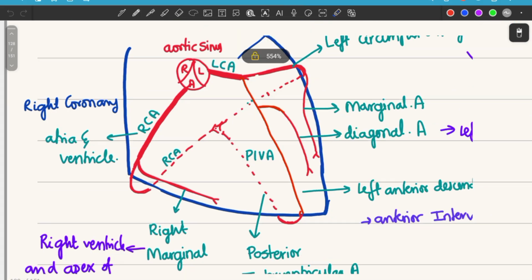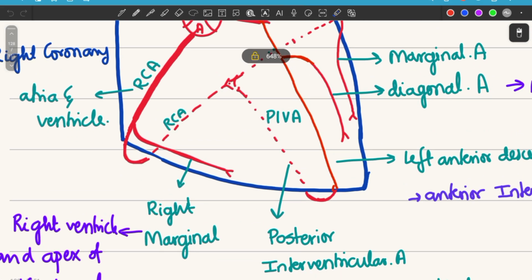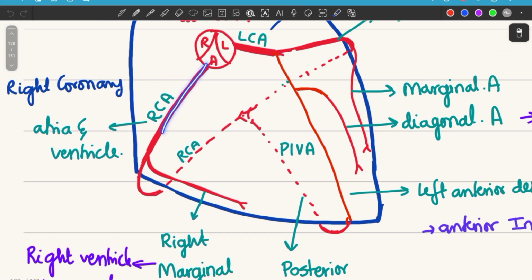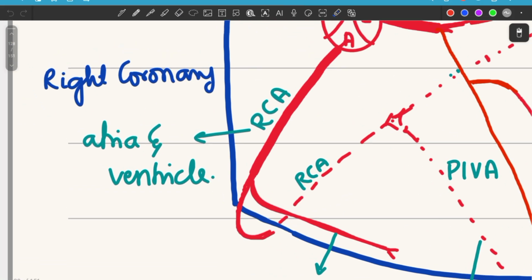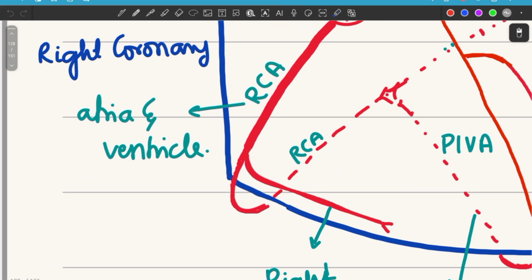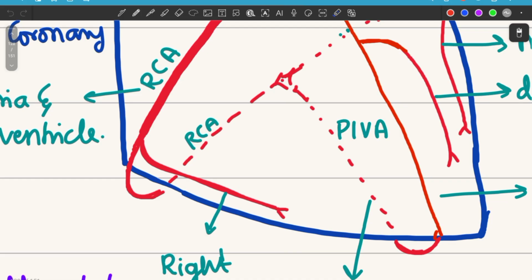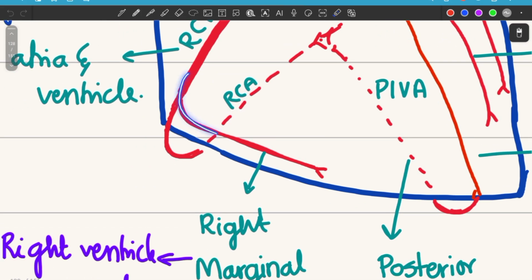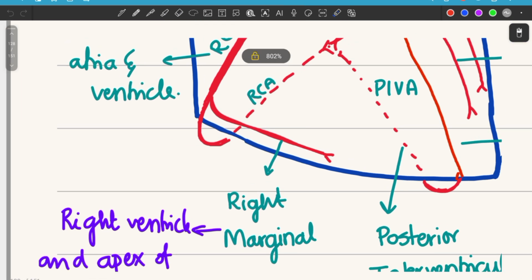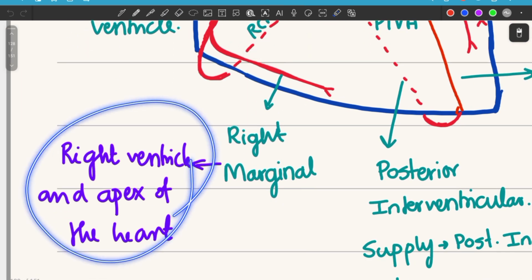Okay, and here from the anterior aortic sinus you get a right coronary artery, and it will arch backwards and continue as the right coronary artery. In the anterior part it gives one marginal branch which supplies the right ventricle and also the apex of the heart.